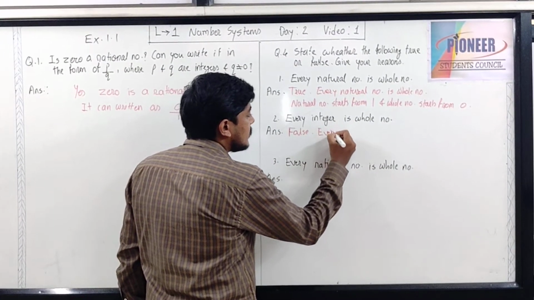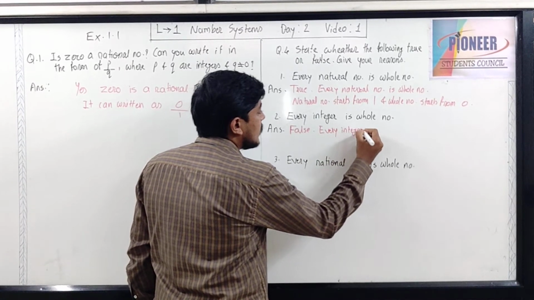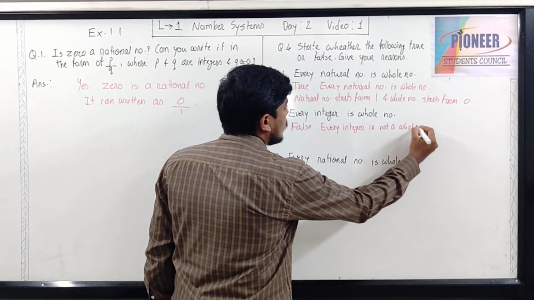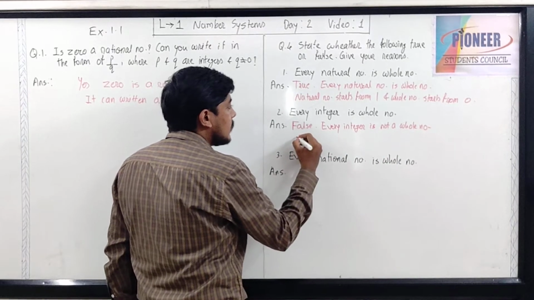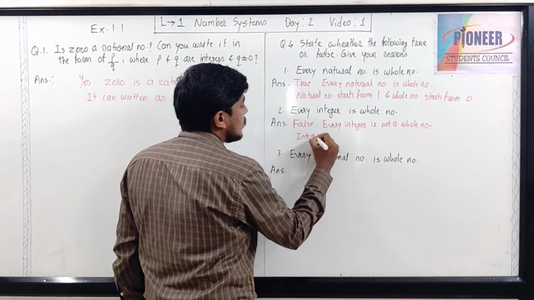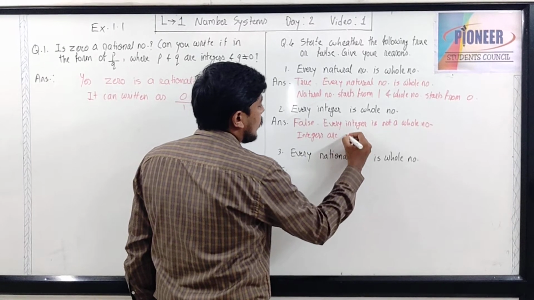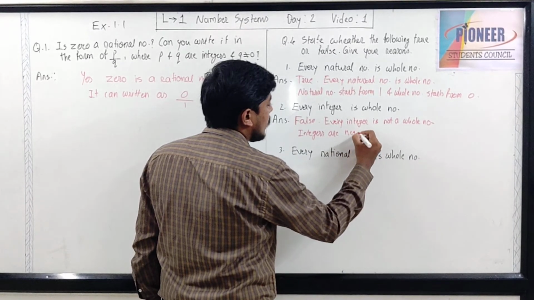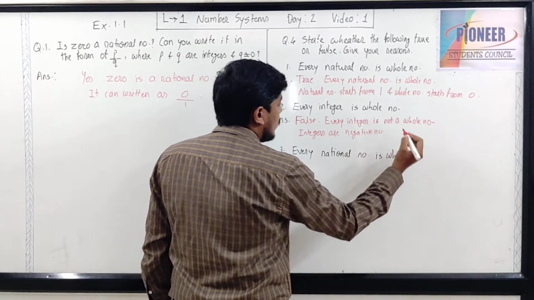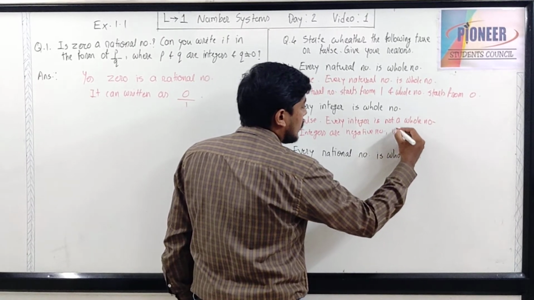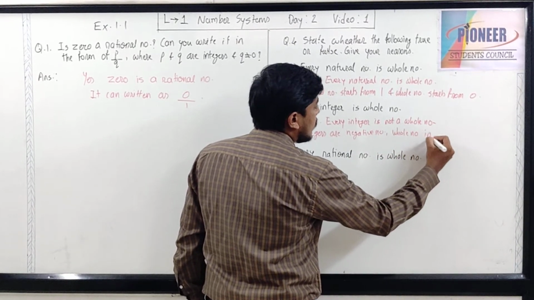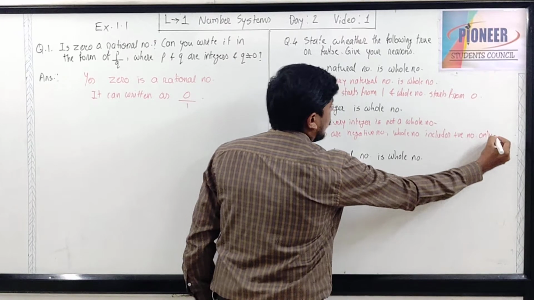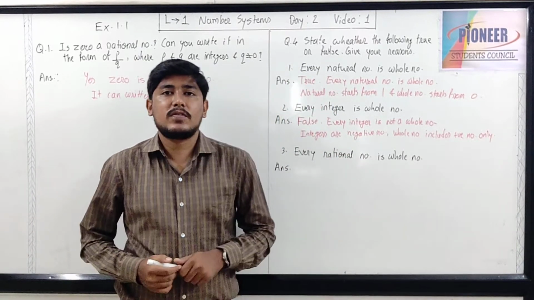Every integer is not a whole number. The reason behind that is integers are negative numbers, and whole numbers include positive numbers only. Therefore, the given statement is false. Okay?